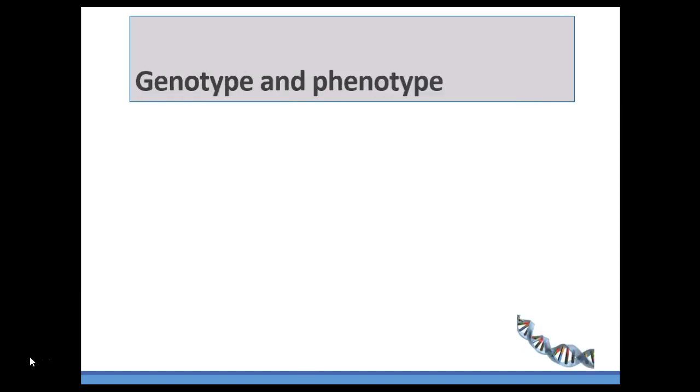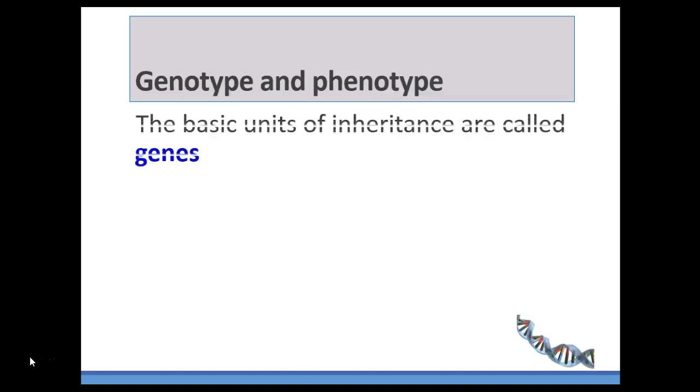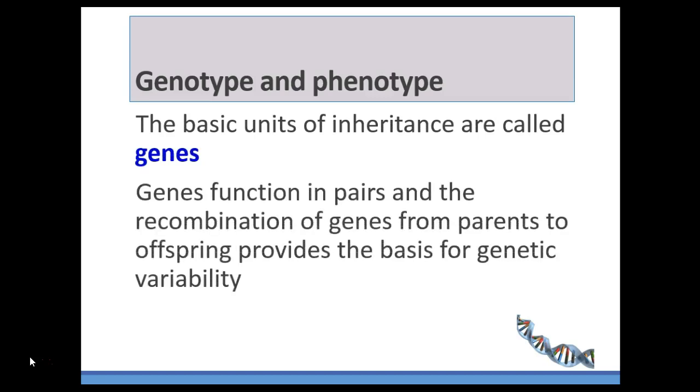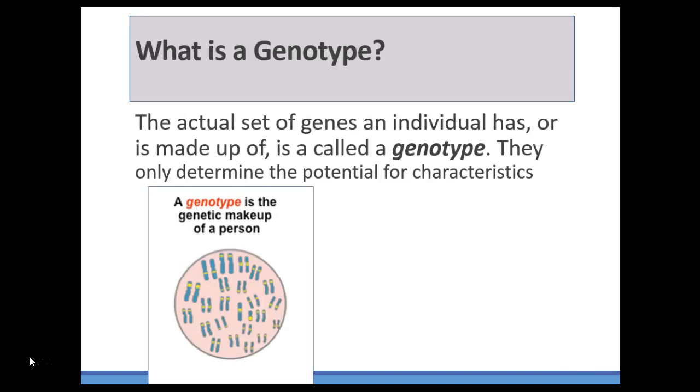Let's look at genotype and phenotype. The basic units of inheritance are called genes. Genes function in pairs, and the recombination of genes from our parents to their offspring provides the basis for genetic variability. What is a genotype? It is the genetic makeup of a person, the actual set of genes an individual has and is made up of. This is your genotype.